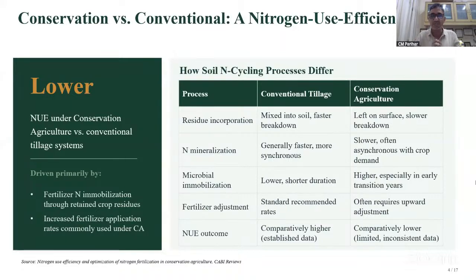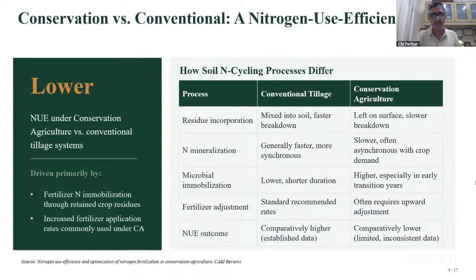So this microbial immobilization generally happens at a higher rate in conservation agriculture, due to the conditions I explained. And so the fertilizer application rate has to be set for these particular conditions in conservation agriculture, not as recommended for the conventional system. That needs to be taken into consideration.